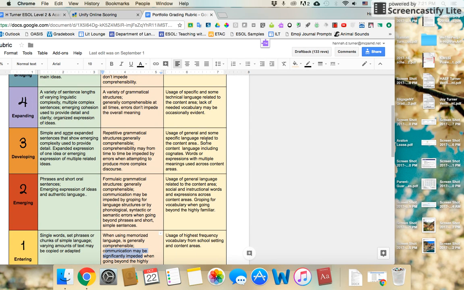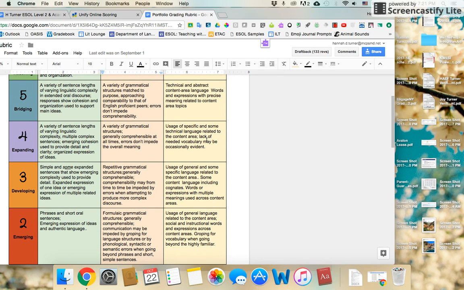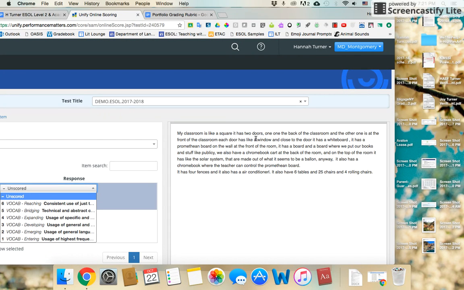In order for the student to receive a high score on their vocabulary, they need to use technical, abstract, and specific language. If we look at this writing, we can see that the student wrote Promethean board instead of just board, and Chromebook instead of just computer. The student also noted that the solar system is on the ceiling. This is more advanced than just saying planets. The student also said that the solar system seems to be made of balloons.